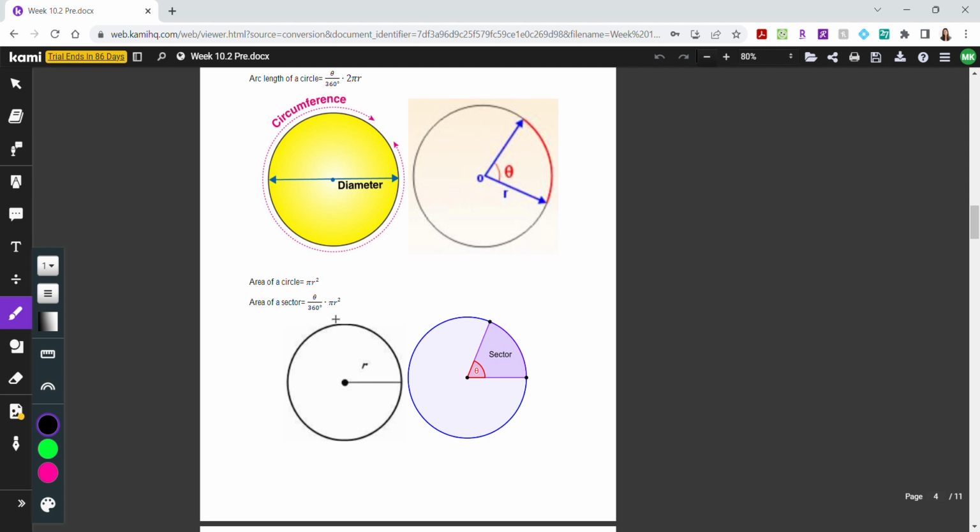Now to find the area of a circle, you must use pi r squared. You cannot use the diameter to find the area of a circle or its sector. You have to use the radius. So if it gives you a diameter, you've got to find the radius. So for the area of a circle, the formula is pi r squared.